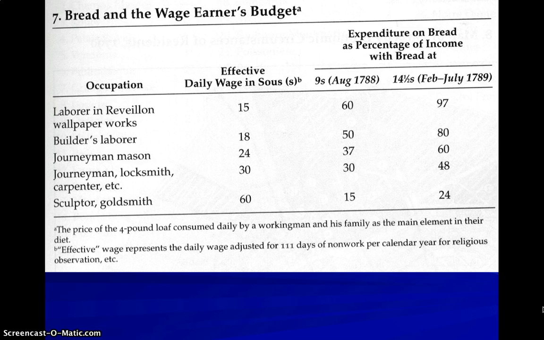And if you go to the sculptor at the bottom, the idea here is that we're looking at people from the lower classes all the way up to the higher classes. By the time you get to the higher classes, they only spend 15% of their income on bread in 1788. And during the economic crisis of 1789, it only jumps to 24%, which is only a 9% jump, which leaves them roughly 75% of their income for other things.